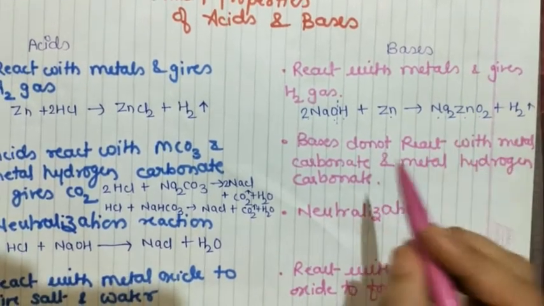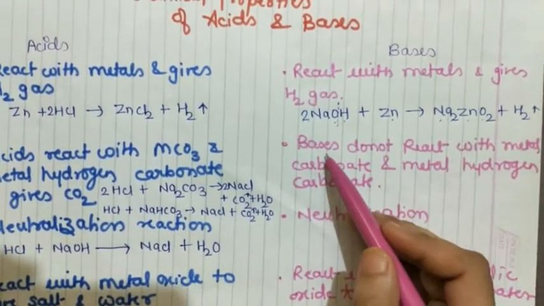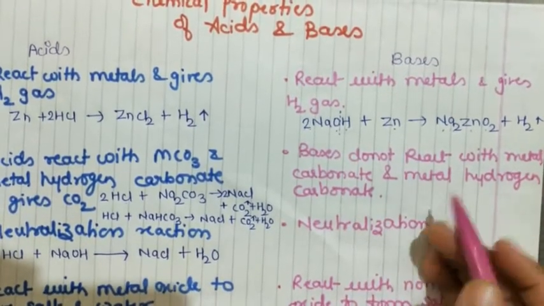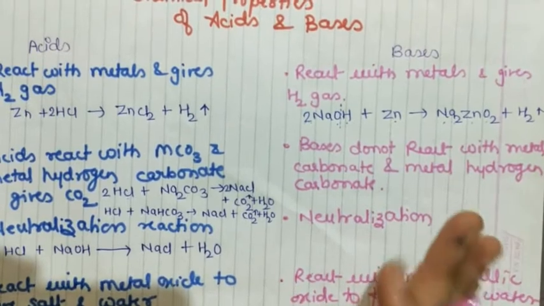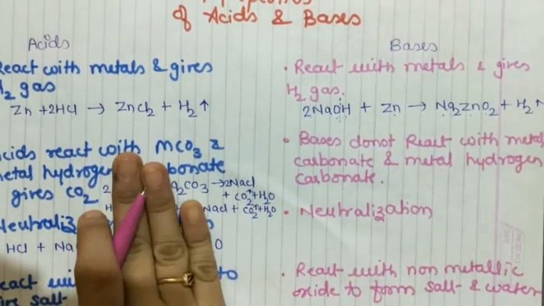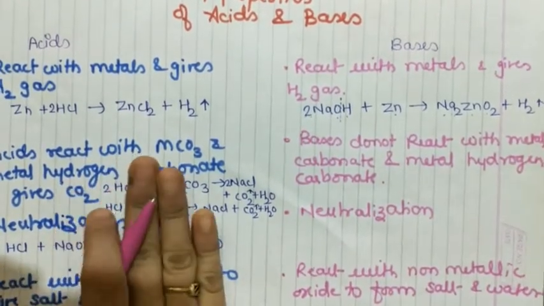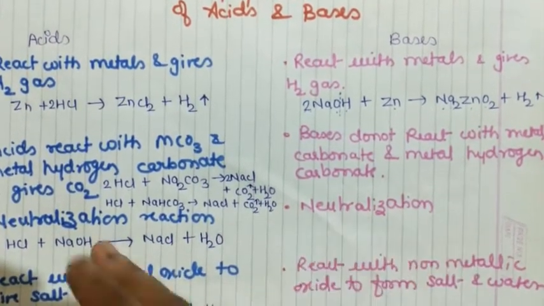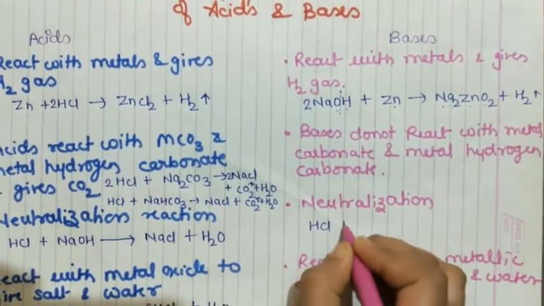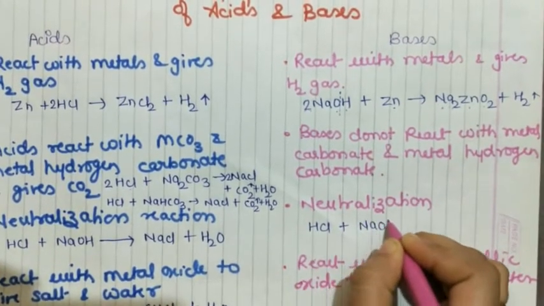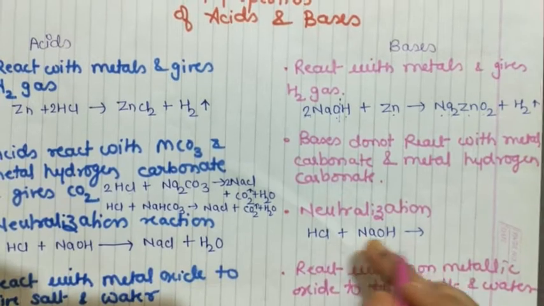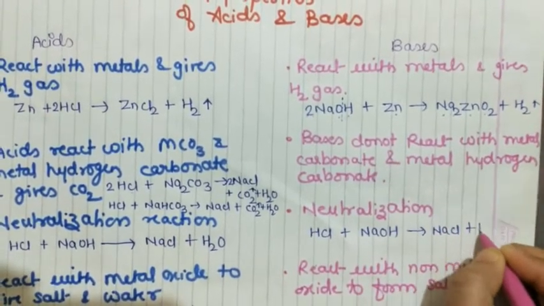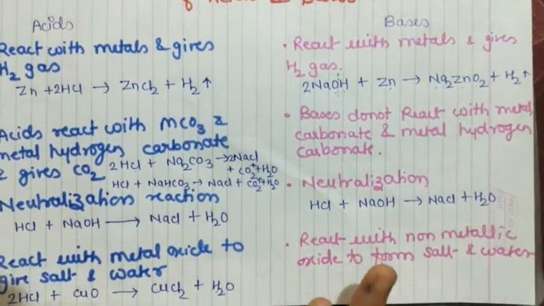Okay, bases do not react with metal carbonates and metal hydrogen carbonates. You have to keep this in mind: only acids react with metal carbonates and metal bicarbonates, but bases do not react. If we talk about the neutralization reaction, the same reaction you can write, NaCl will be formed here also, because a base will react with an acid and the same product will be formed. So the neutralization reaction is common to form.